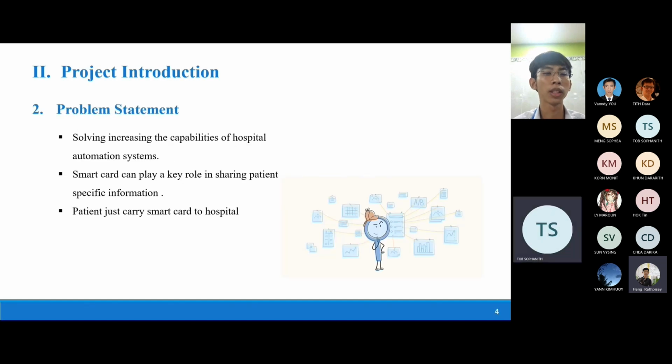And the problem statement. The problem can be solved by increasing the capability of the hospital automation system by using an intelligent storage and retrieval mechanism. A smart card can play a key role in sharing patient-specific information. So, patients just carry the smart health card with them to the hospital and present it to the doctor for making a consultation.